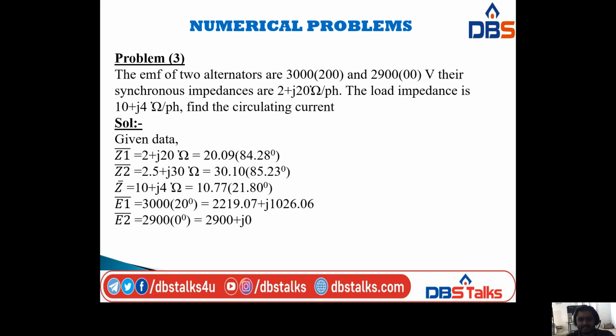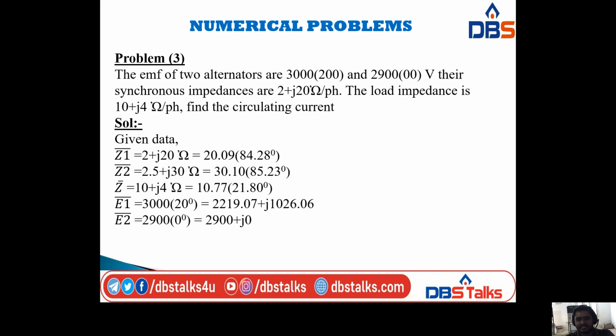And coming to problem number 3. They gave the EMFs of two alternators, that is E1 and E2. So E1 is 3000 at an angle of 220 degrees, and E2 is 2900 at an angle of 0 degrees.